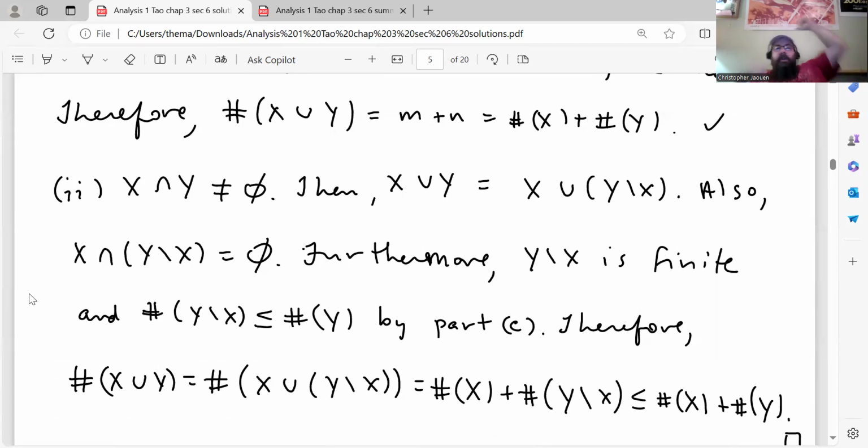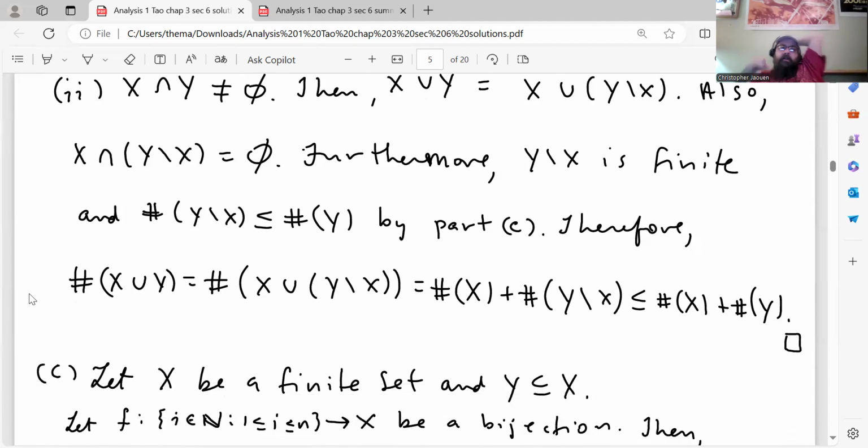Therefore, the cardinality of X union Y is equal to the cardinality of X union (Y minus X), which is equal to the cardinality of X plus the cardinality of Y minus X, which is less than or equal to the cardinality of X plus the cardinality of Y. And that proves part B, provided that C holds, and it does, because I'll prove that next.